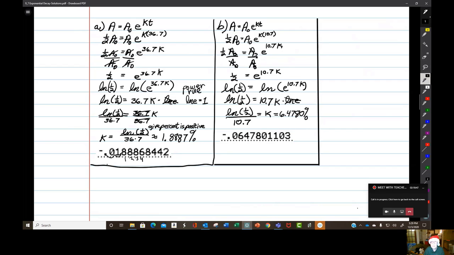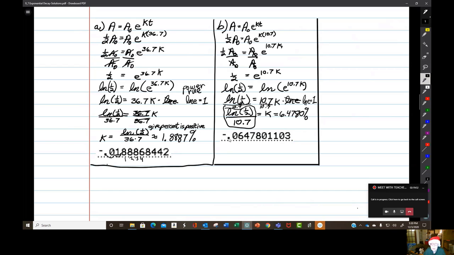Then divide both sides by the number in front of e, which is A naught, leaving us with 1/2 equals e to the 10.7k. Then we take the ln of both sides so we can move this power, this exponent, down in front. The ln of 1/2 equals 10.7k times the ln of e, and the ln of e equals 1. So 10.7 times k times 1 is 10.7k. I skipped a step here. We divide both sides by 10.7 to find out what k is. And that's how we get the ln of 1/2 over 10.7, which is the half-life.